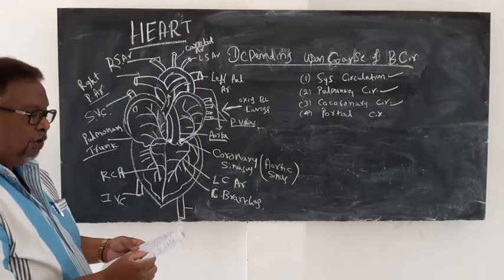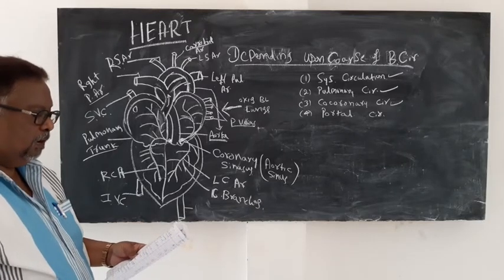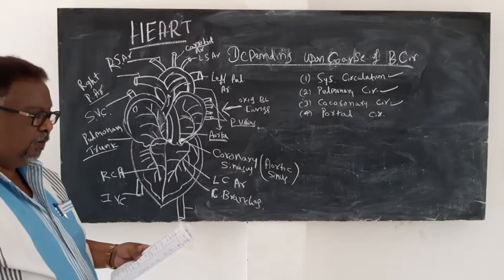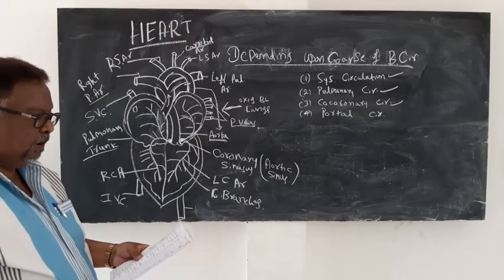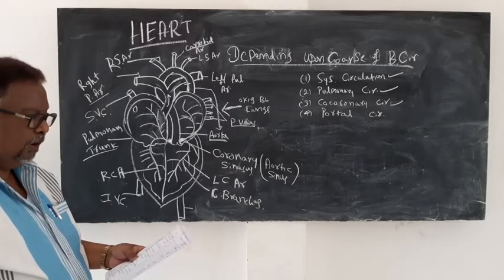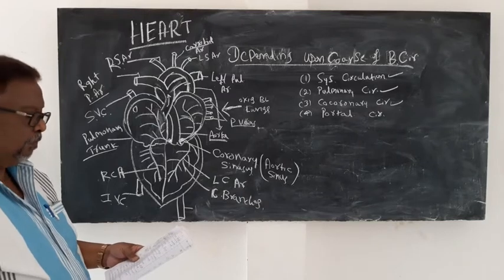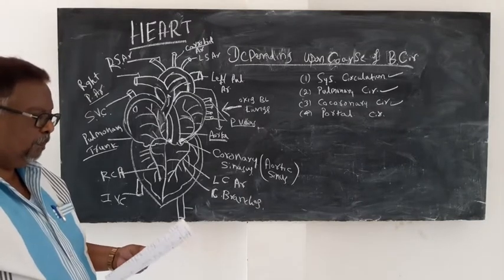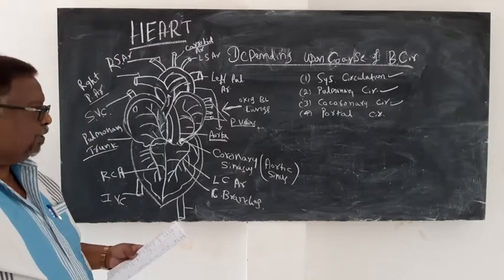It is the circulation involving the blood supply to the heart itself. The heart gets oxygen and nutrients by the circulation in which 2 arteries, the right and the left coronary artery and their branches are involved. Coronary arteries are the first branches of the aorta.